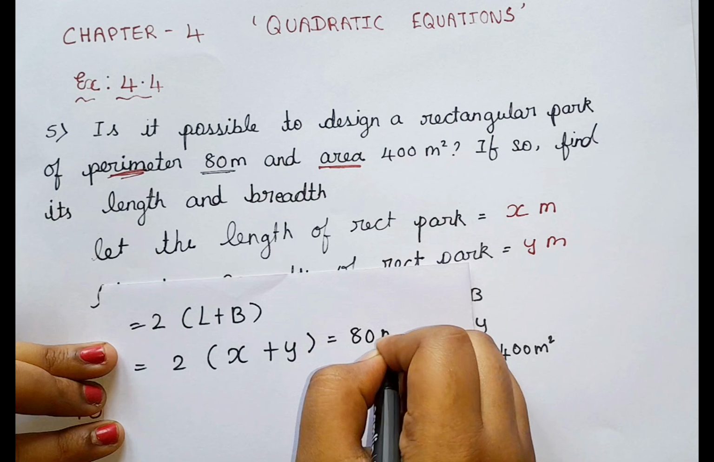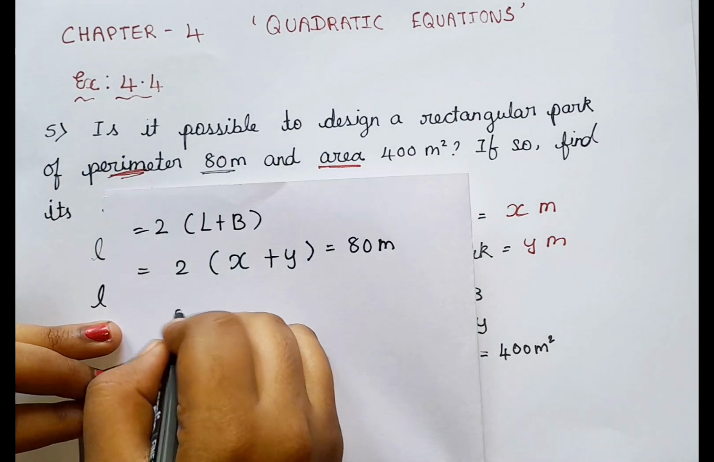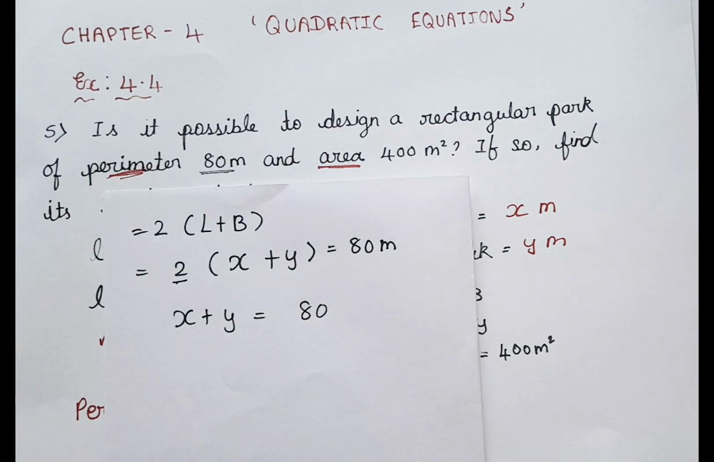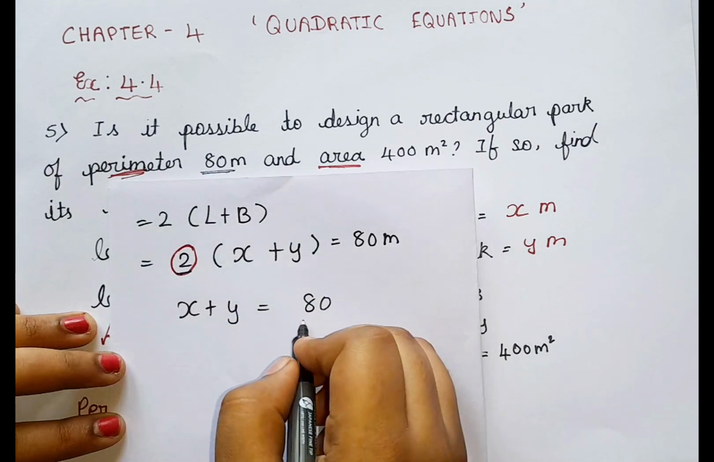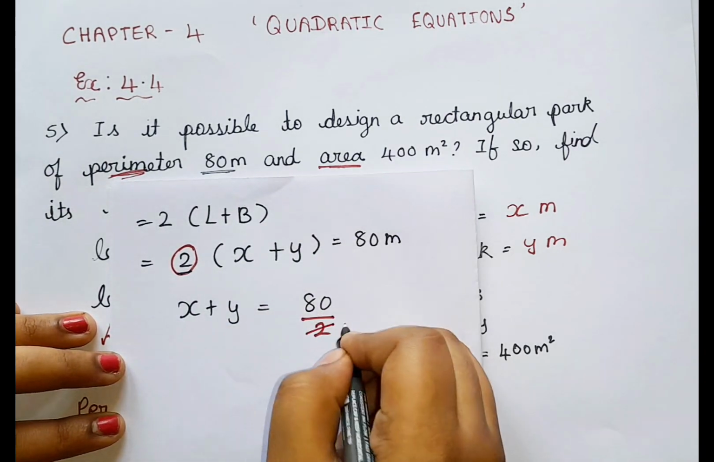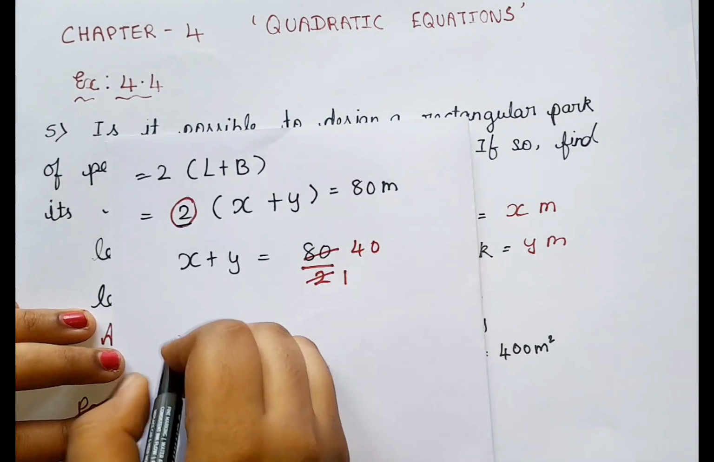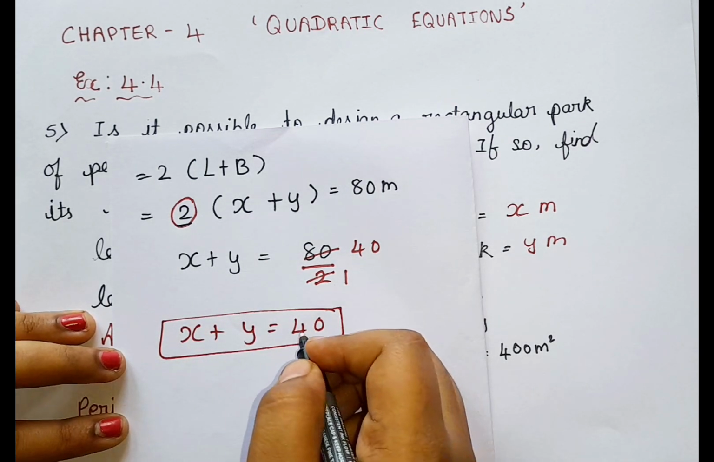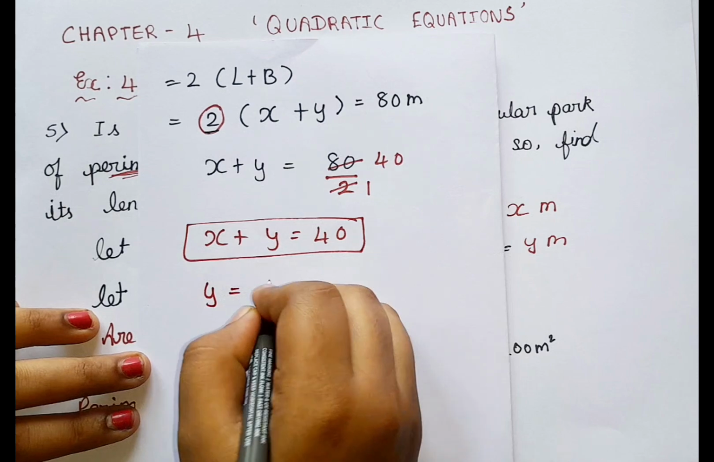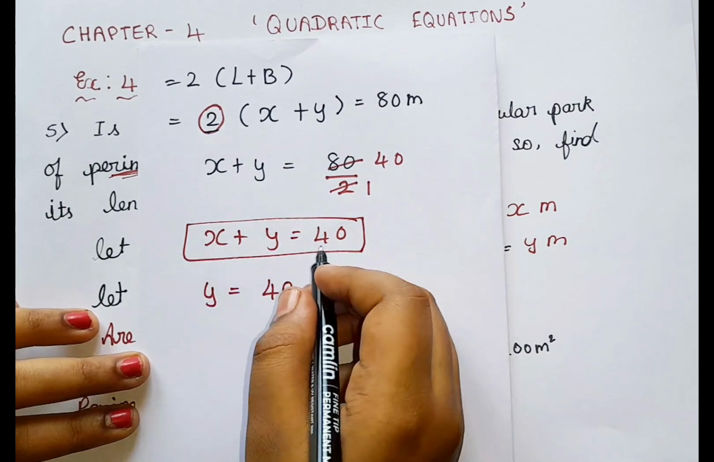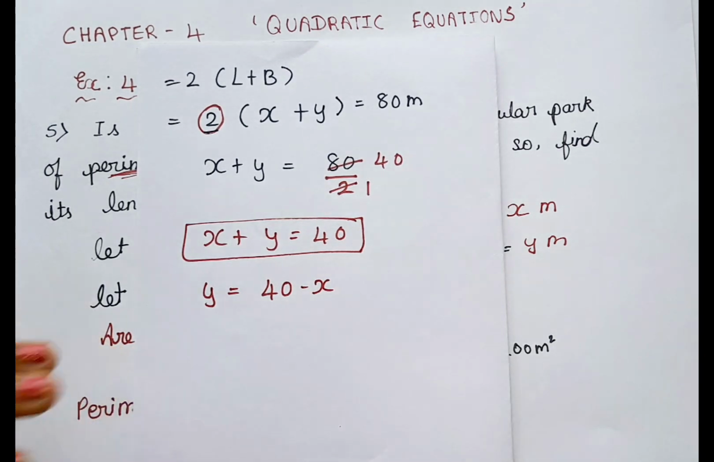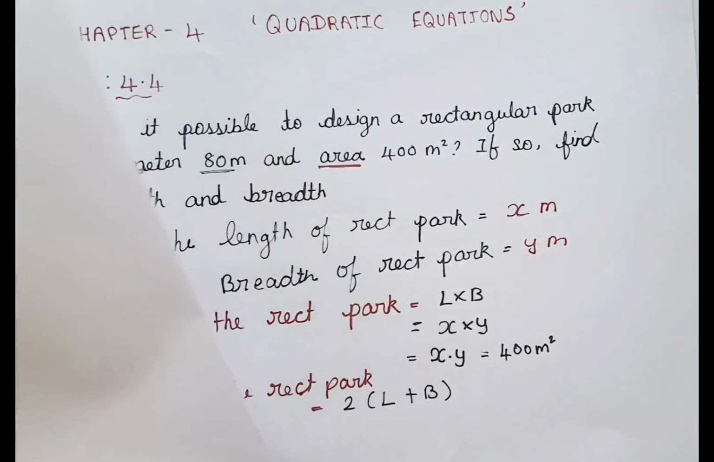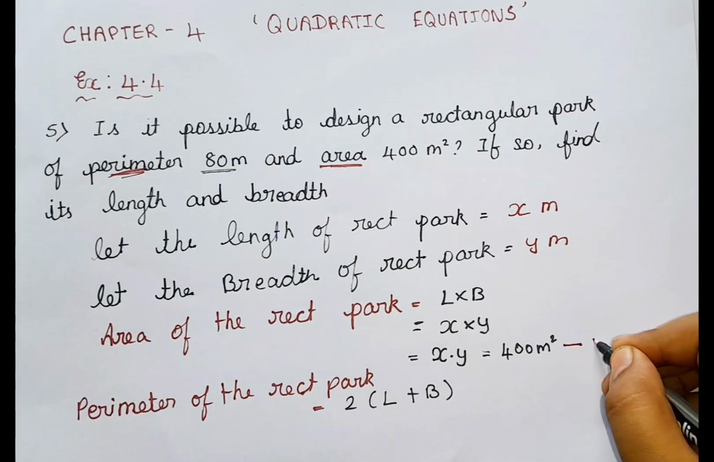So now we can write 2 times x plus y is equal to 80. Since here it is multiplication, it will change into division. Cancel: 2 4s are 8, 0. So x plus y is equal to 40. We got a value. Now I'm going to get the x to this side, and when the x comes to this side, it changes into minus x. So now I got a y value. I'm going to take this as equation number 1.